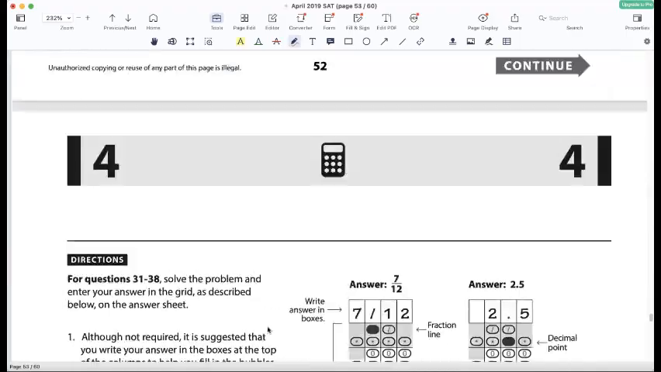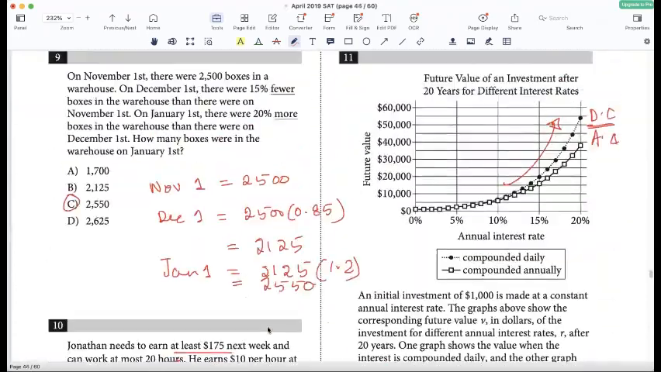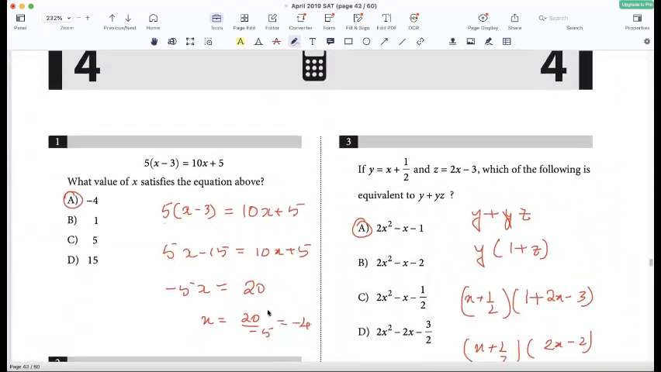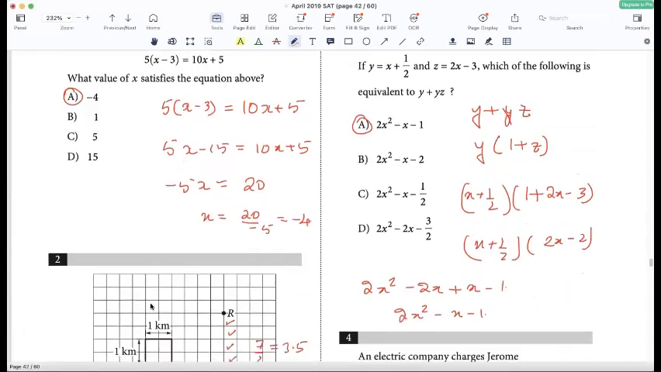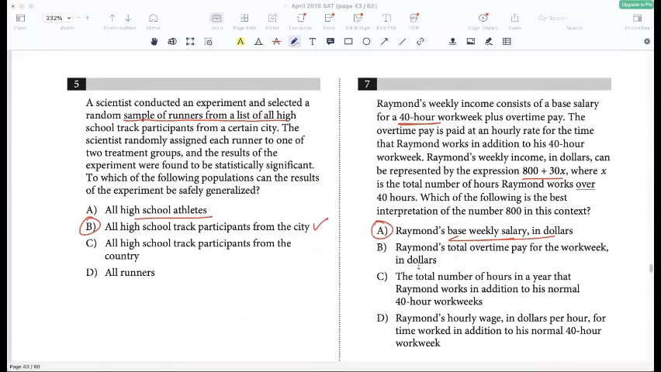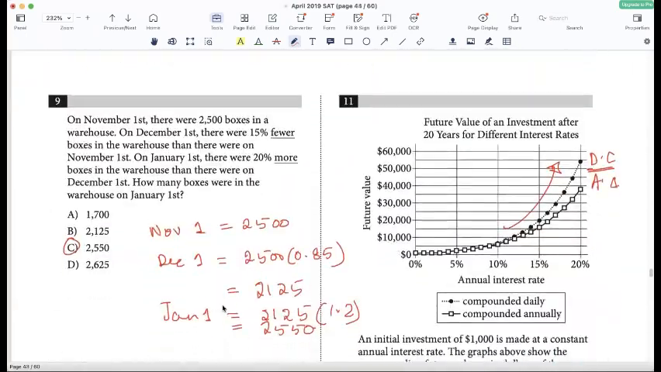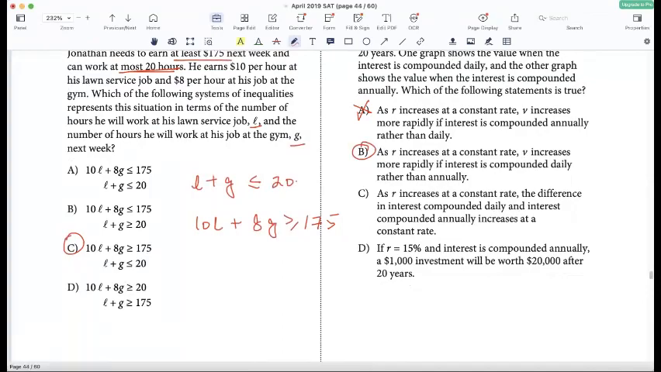Okay, so that was the calculator section. Let's grade it. Starting from question 1, I have the answer key here. ACADB, BADCC, 11, BBBCA.